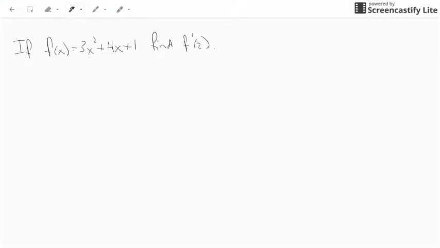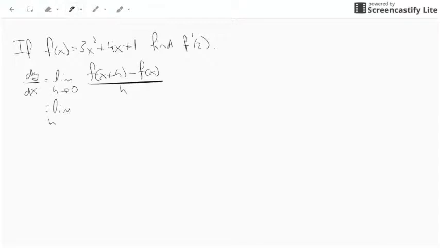Okay, everyone, we're going to take a look at this question again, but this time I'm going to use first principles to get to my answer. So to start off with, we're going to figure out what the derivative is. I'm going to use this notation right here, dy/dx. And we know that this is the limit as h approaches 0 of (f(x + h) - f(x)) / h.